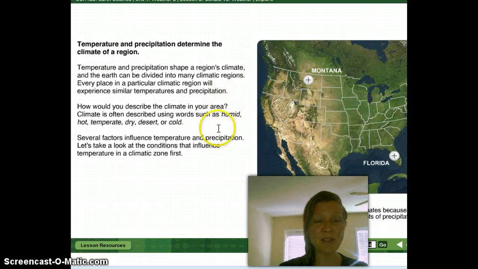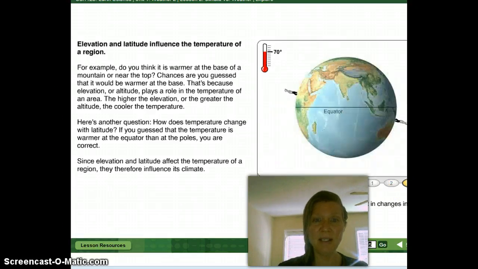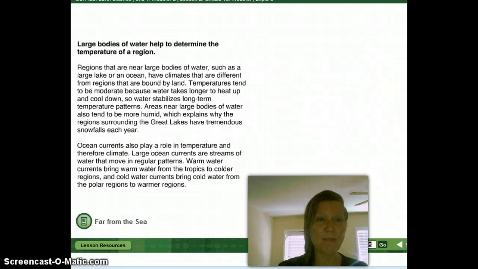Now we know that there are several factors that influence temperature and precipitation, and those include things such as elevation, which influences the temperature of a region, and this is a really great interactive that's showing you there you are hiking up a mountain peak and the changes in temperature as you're hiking up from the bottom to the top of the peak. And then lastly, as you're traveling from north of the equator or south of the equator, and the effects on temperature as well.